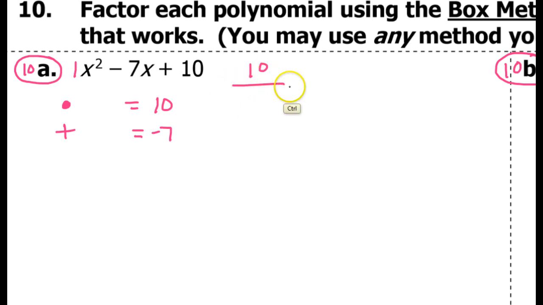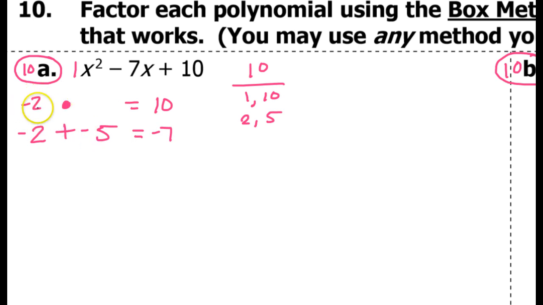Now, let's think of all the numbers that would multiply together to make 10. So, for example, 1 times 10, or 2 times 5. Okay, so these are the pairs that would multiply to make 10. Now, which of these pairs could add up to -7 if we chose the signs right? Well, obviously that's the 2 and the 5. So I'm going to use the 2 and the 5. In order to make -7, both of these would have to be negative.